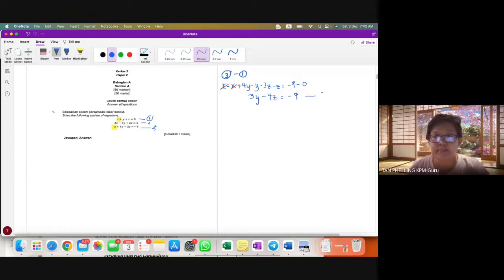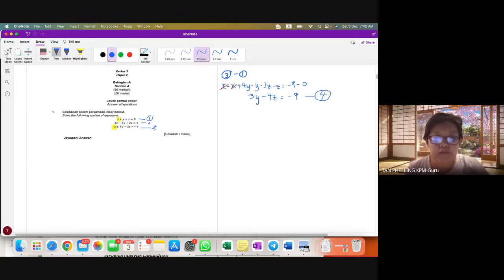Let's make this number 4. So ask yourself, how are you going to get another equation with only y and z? That is the mental preparation. Just now you have used 3 and 1, so you cannot use only 3 and 1. You must involve 2 now, either 2 and 1 or 2 and 3.